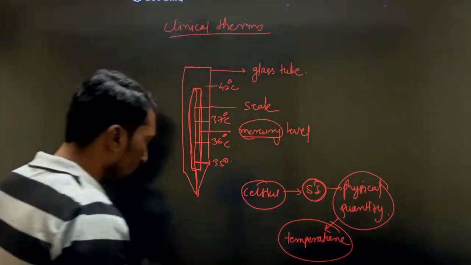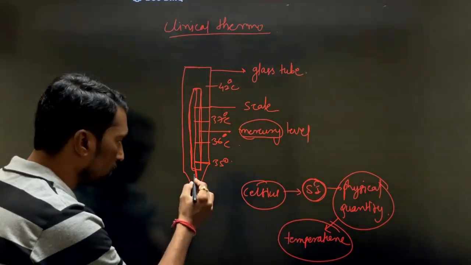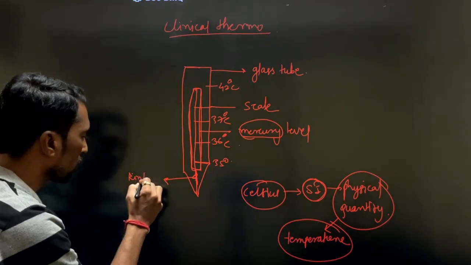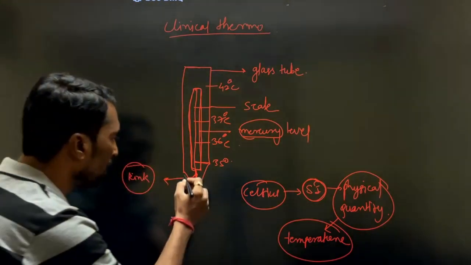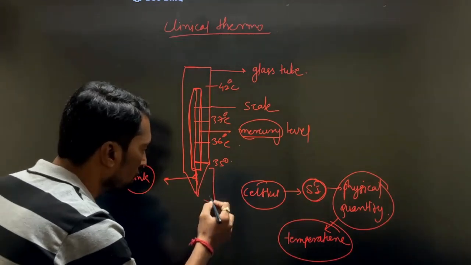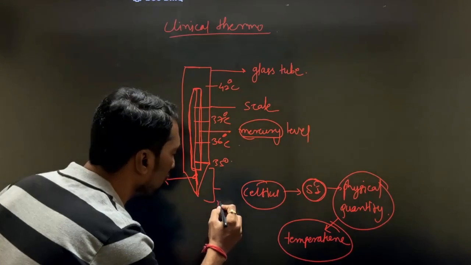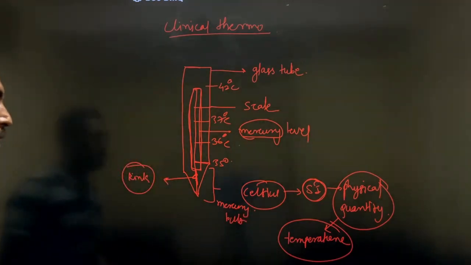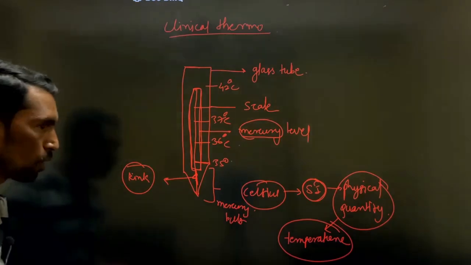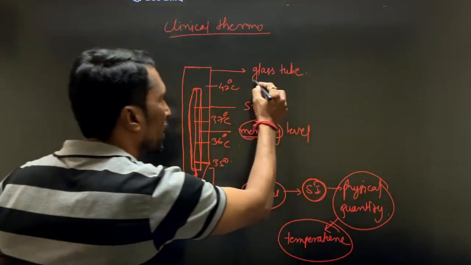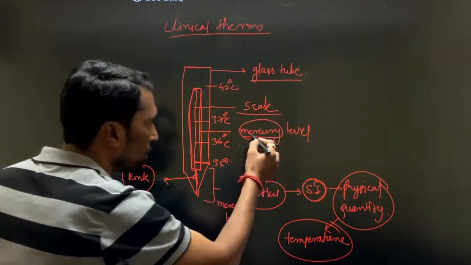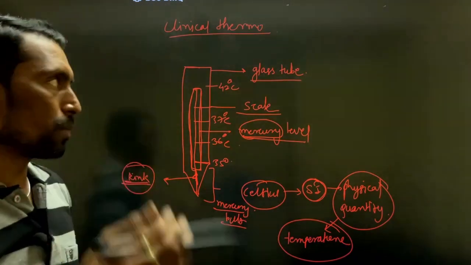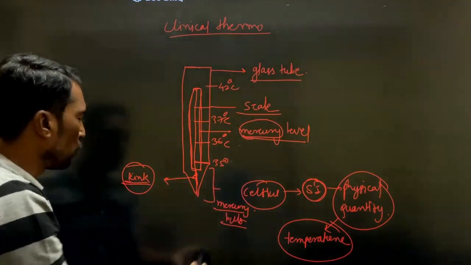What is the mercury? Here there is another arrow, and that arrow represents the kink. This part is called the mercury bulb. So the parts mentioned here are the glass tube, the scale, the mercury level, the mercury bulb, and the kink. I gave the correct information about the glass tube, mercury level, scale, mercury bulb, and kink.